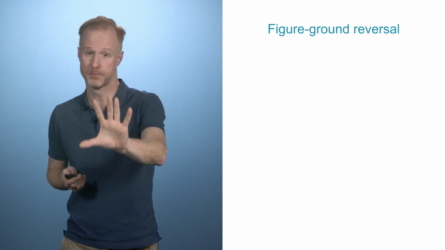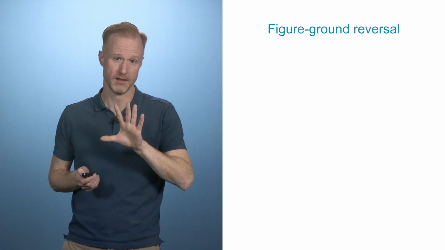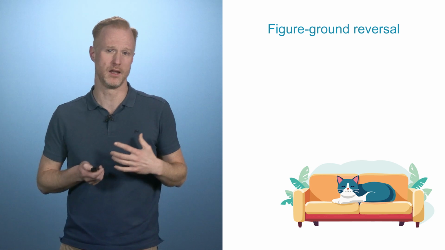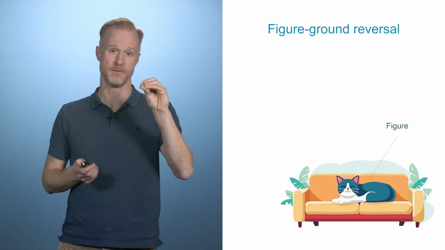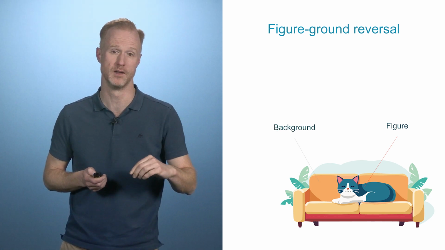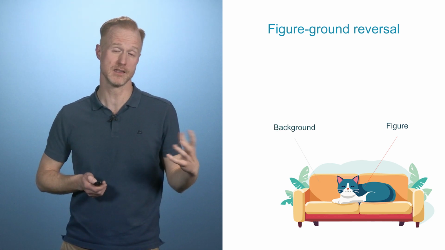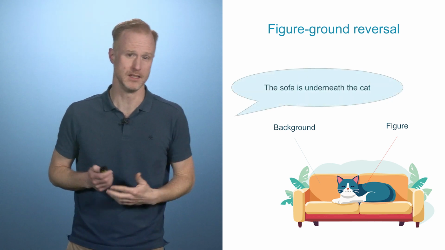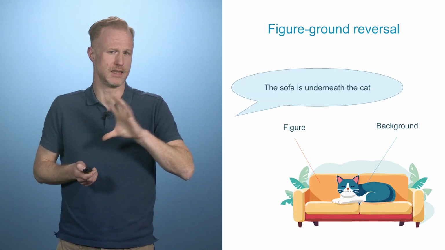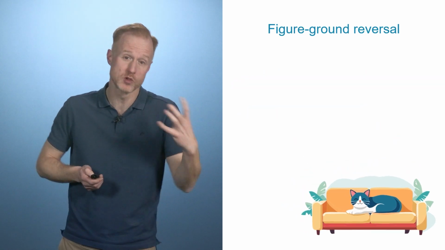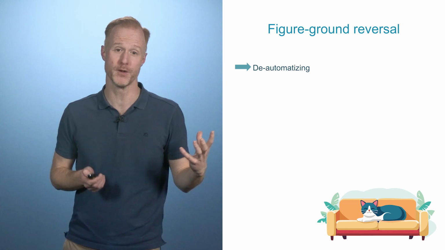What we do in ordinary processing is we put things to the background and we take things to the foreground or the figure. If you ask people to describe the scene that you are seeing here, they would probably say something like, there is a cat on the sofa. Right? That's the default way of saying this, with the cat as the figure against the background of the sofa. In a creative way of saying this, you could say the sofa is underneath the cat. And here, the sofa is the figure, right? And that's a weird way of doing it. This is de-automatizing the meaning-making process.